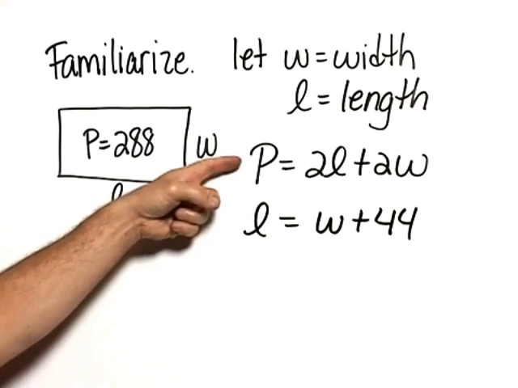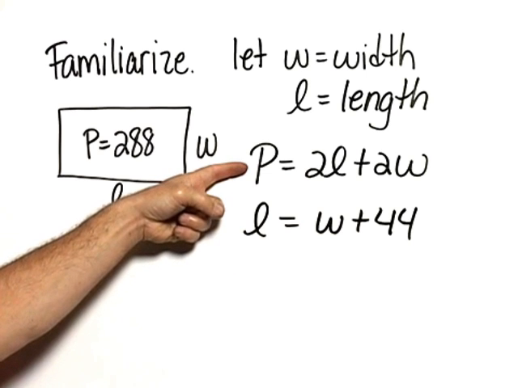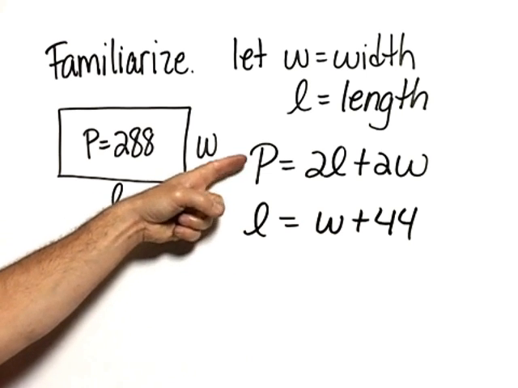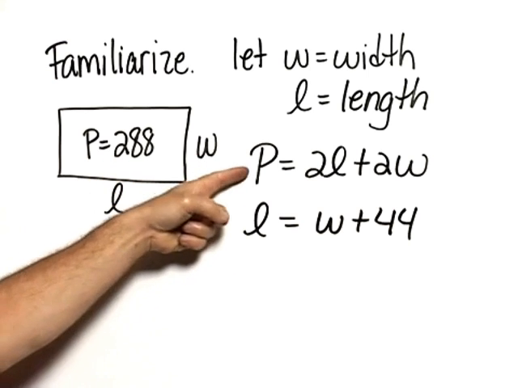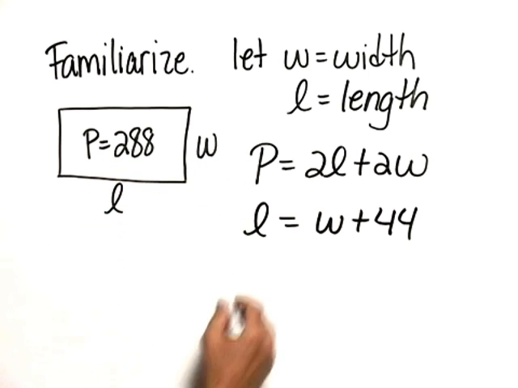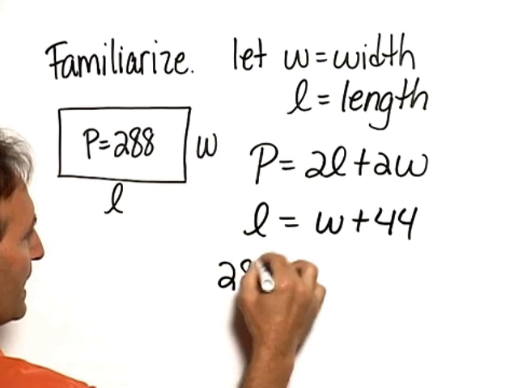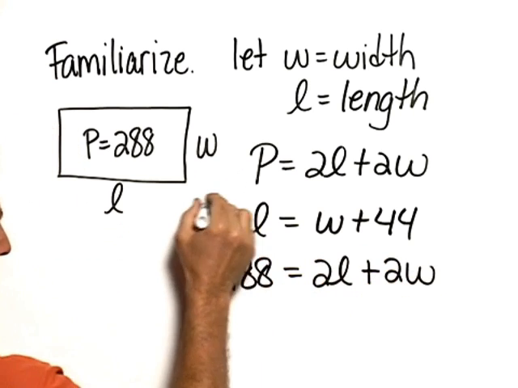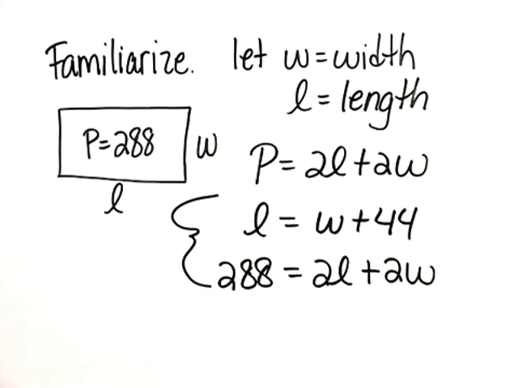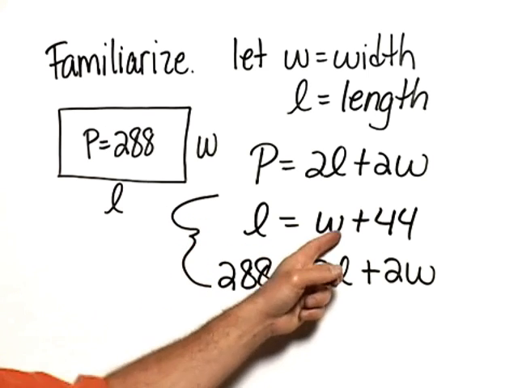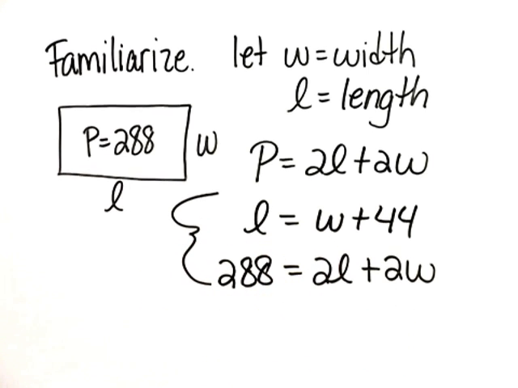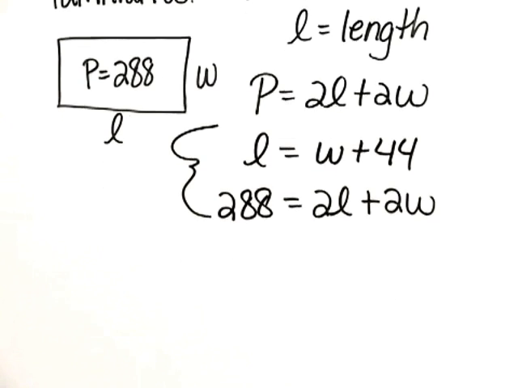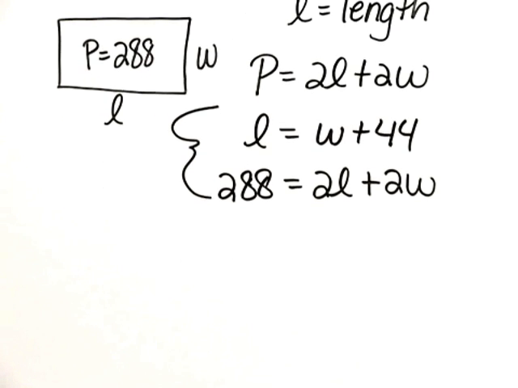Now that we have our equations, what I need to do is substitute 288 for the P. So 288 equals 2L plus 2W, and then this is the system of equations that we will solve. Two equations with two unknowns. So the third step in the process is carry out, or in other words, solve the equations.